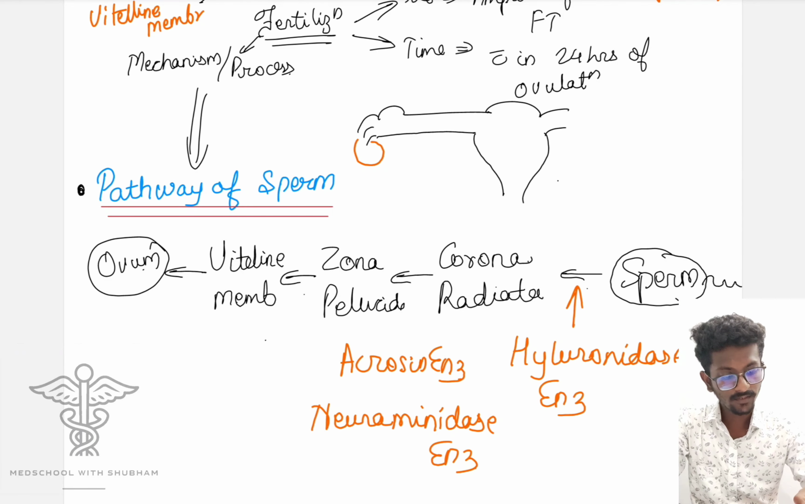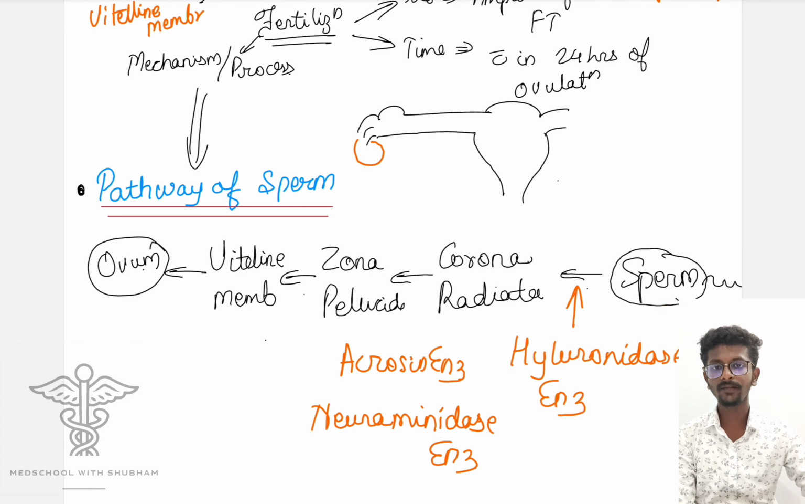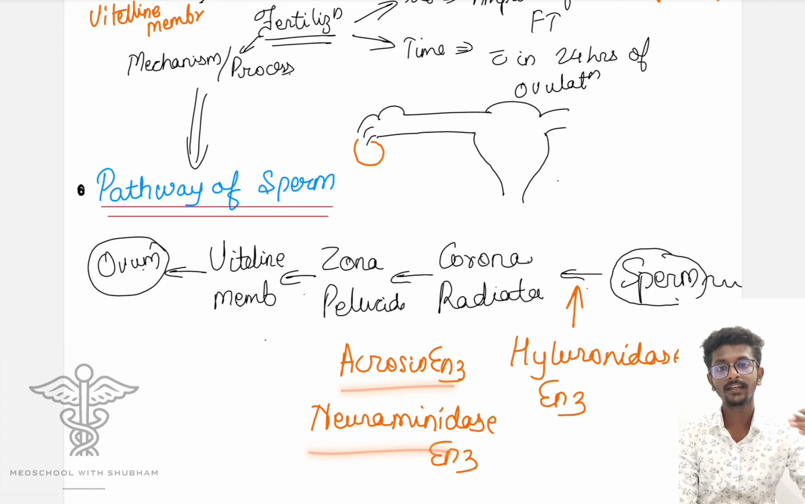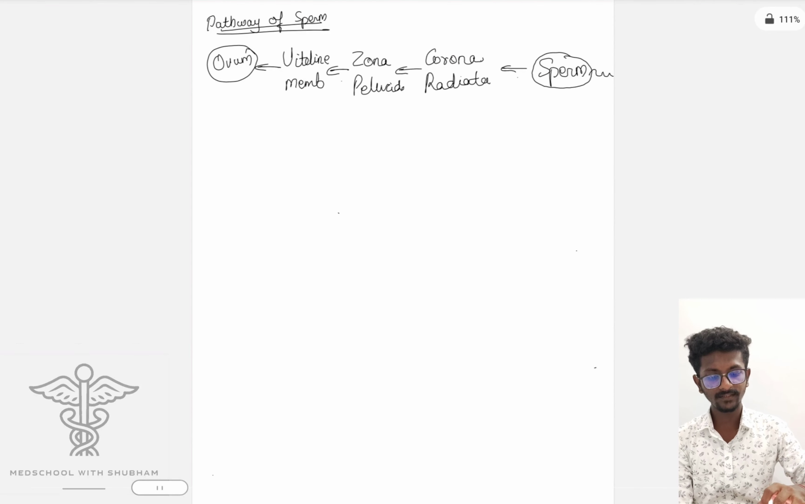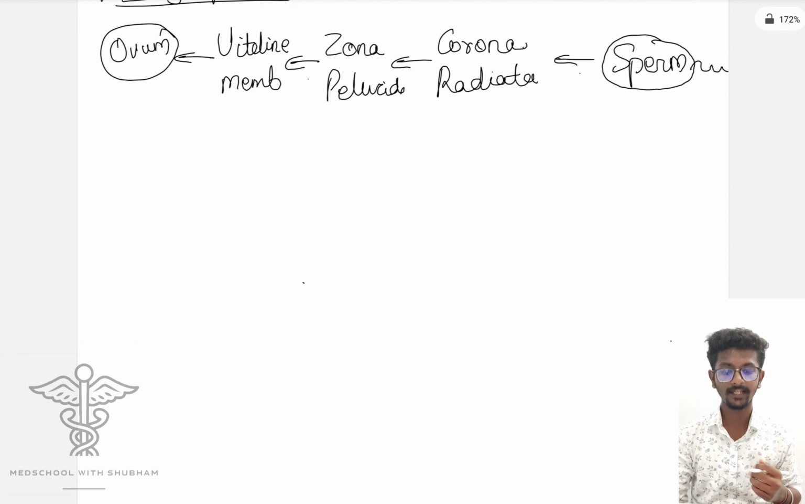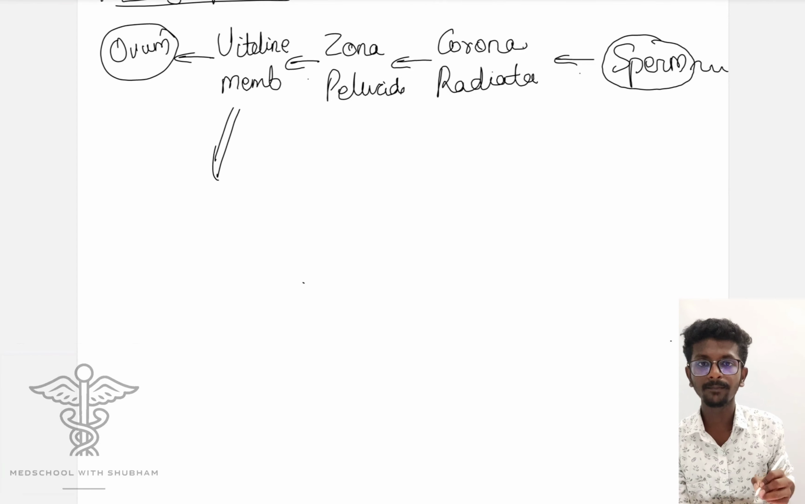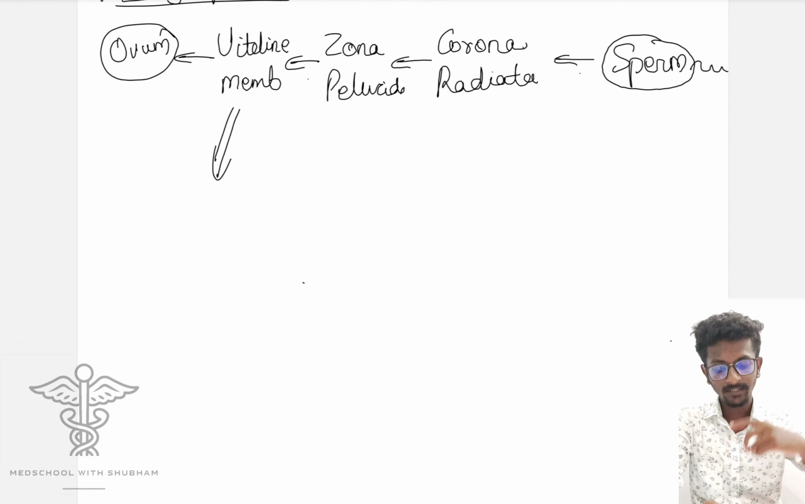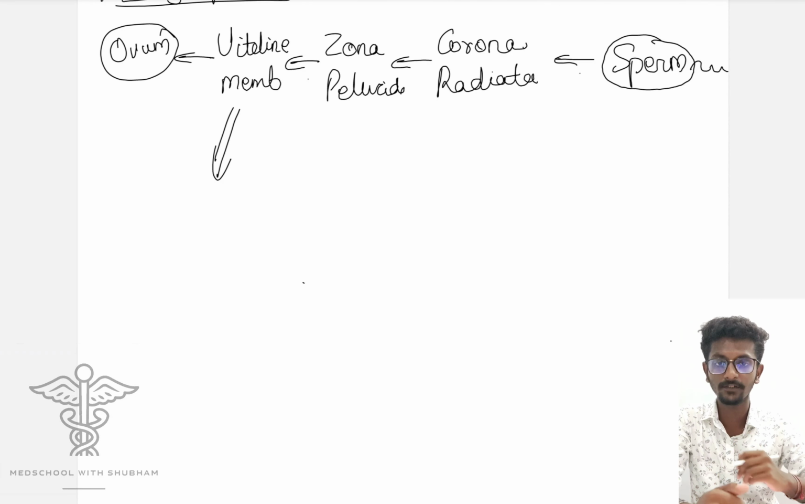I hope this is clear. First, the sperm will secrete the hyaluronidase enzyme, then it will pass through the corona radiata. Now it will secrete the acrosin and neuraminidase enzymes. Now it will pass through the zona pellucida layer, and finally it will reach the vitelline membrane. Now what happens when it reaches the vitelline membrane? When the sperm reaches the vitelline membrane, a calcium wave is generated between the vitelline membrane and the zona pellucida layer.